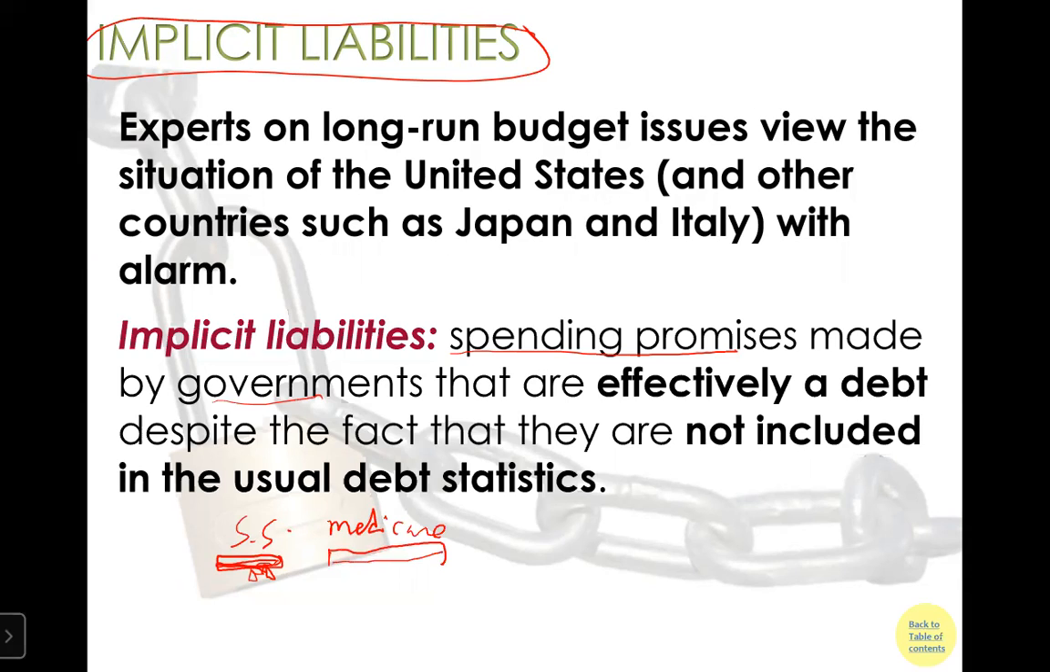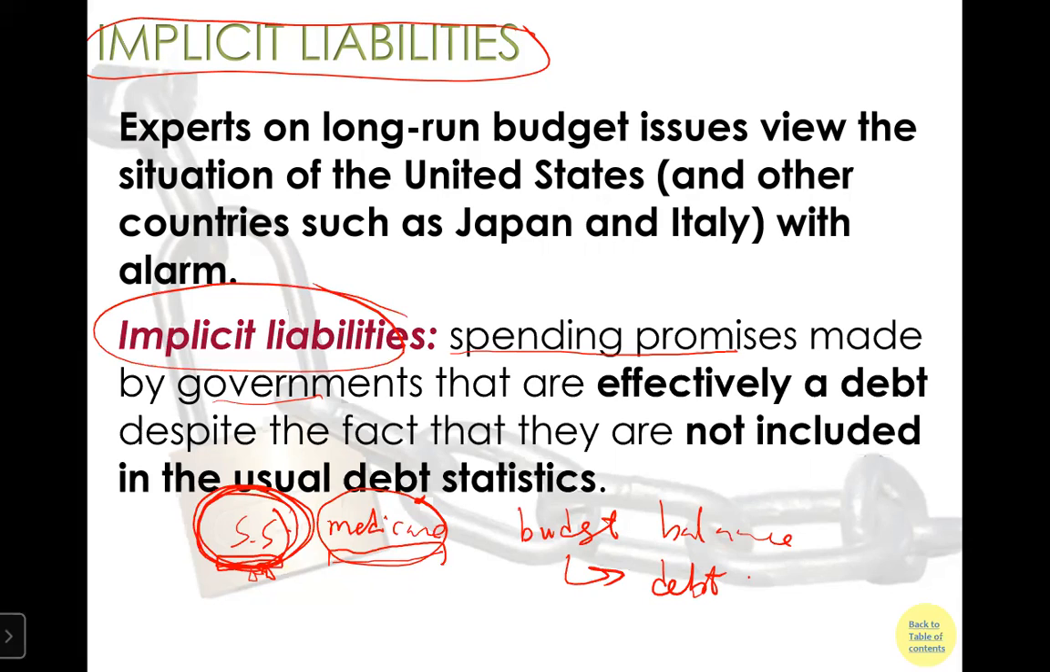healthcare, right? But then how are we going to finance these things, right? That is going to affect the government's budget balance, and accordingly lead to further debt on the shoulders of the government. And so this is called implicit liability.